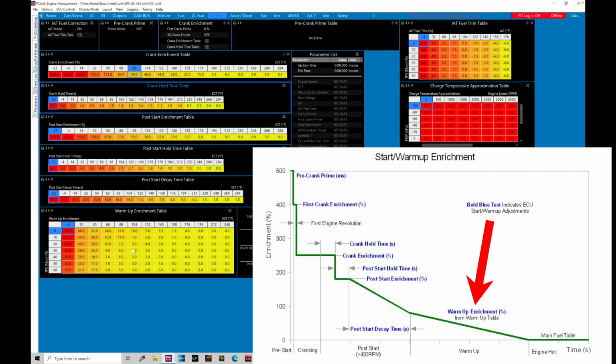Now the reason why we have a warm-up enrichment table is we have a phenomenon called wall wetting. When the engine is cold, we typically need more fuel delivered to the engine.